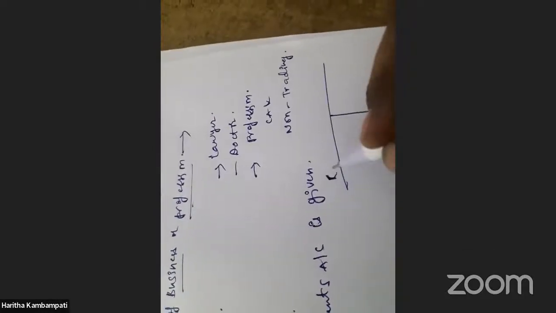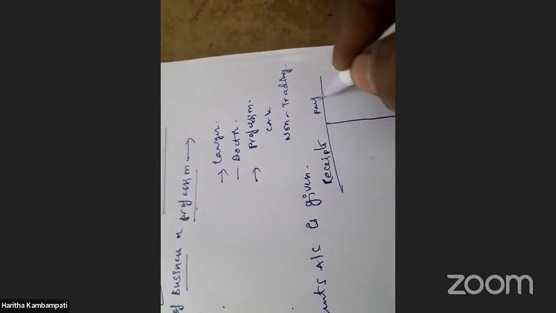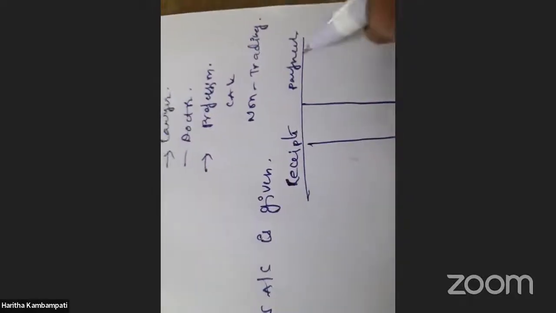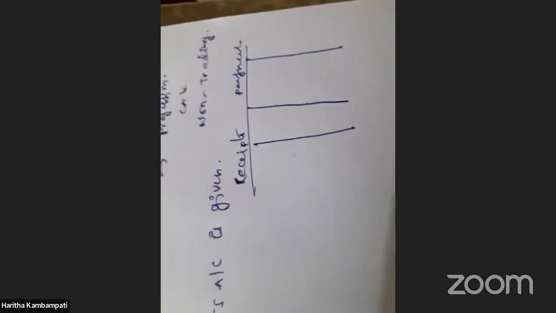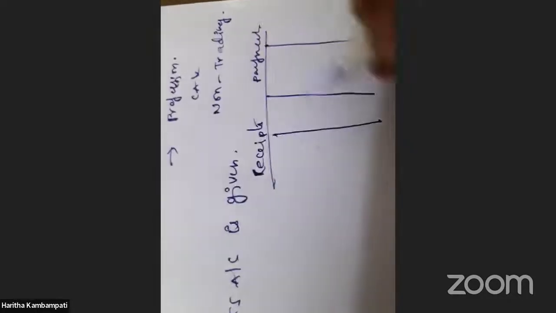But according to the Income Tax Act, whatever the receipts... Usually, the receipts and payments account you might have covered in the first year or second year itself as a part of advanced accounting. It will be shown like this.